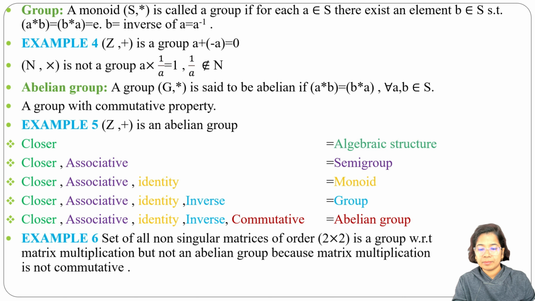Now one example, the set of all non-singular matrices of order 2 cross 2 is a group with respect to matrix multiplication but not an Abelian group, as matrix multiplication is not commutative. So this 2 cross 2 matrix multiplication is a group but not an Abelian group.